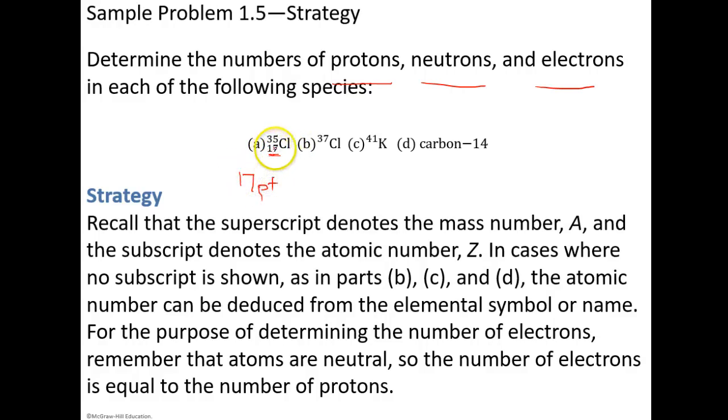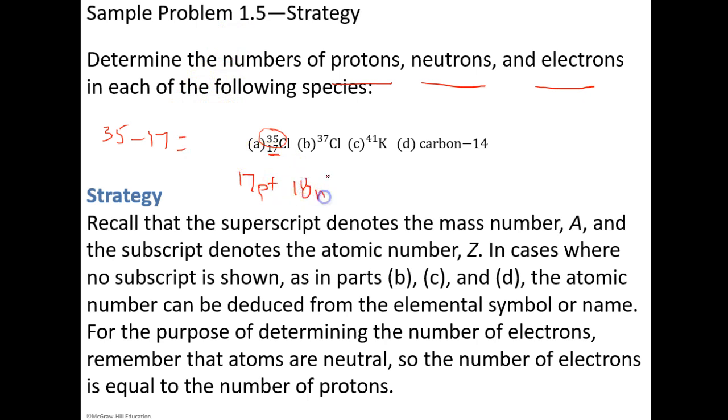How many neutrons? Well, the mass number is 35. So you're doing 35 minus 17. Okay, I will give you a second to figure that out if you'd like, unless you can do it in your head pretty good. 35 minus 17, you should get 18.